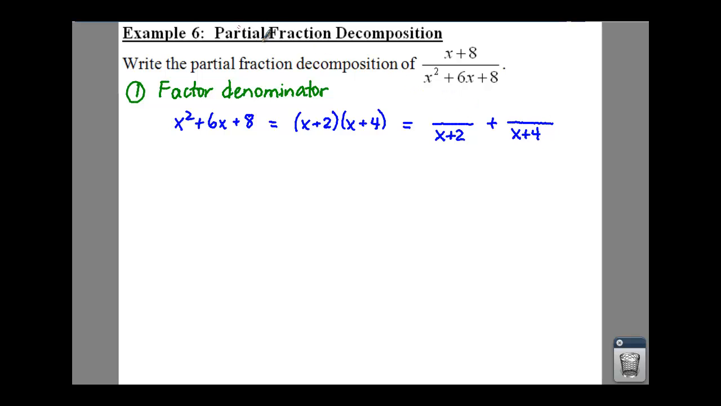Well, on top you're going to have an a. This is going to be the constant term of your first fraction, and then we're going to have a b, which would be the constant term of your second fraction.